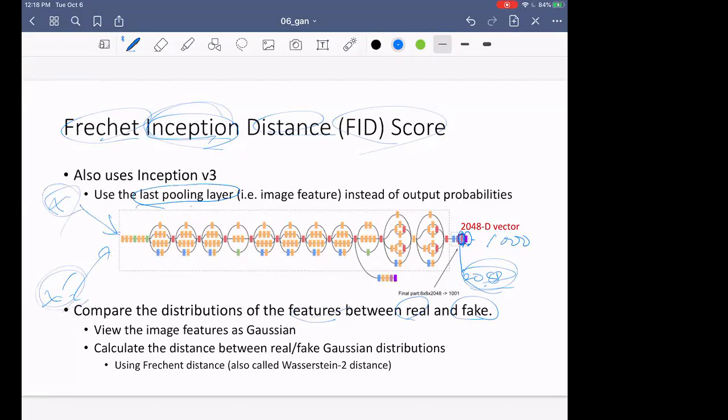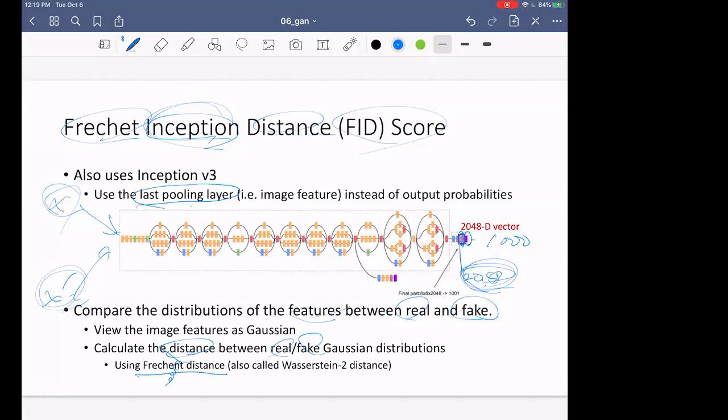The idea behind it is that you view the image feature, the 2048 dimensional vector, as some kind of multivariate Gaussian distribution. Then you calculate the distance between the real Gaussian distribution and the fake Gaussian distribution. For that distance, you use something called the Frechet distance to calculate the distance between two Gaussian distributions. Frechet distance is sometimes called Wasserstein 2 distance. These are mathematical details that I won't go into; I don't really know the details of why it's called Wasserstein 2 distance. Suffice to say that it's a distance between two distributions.